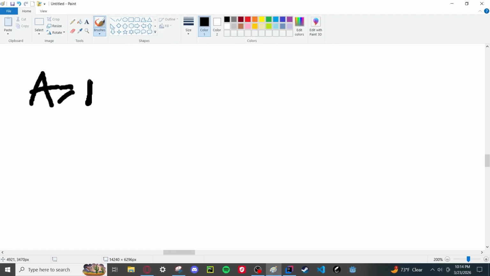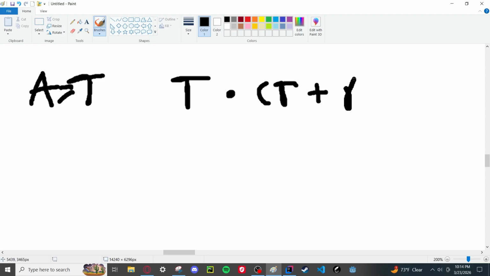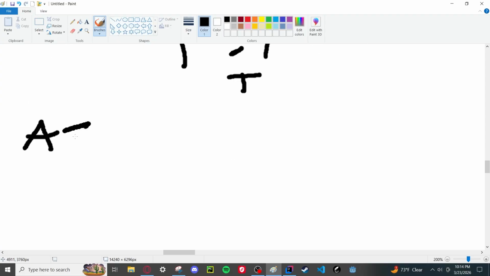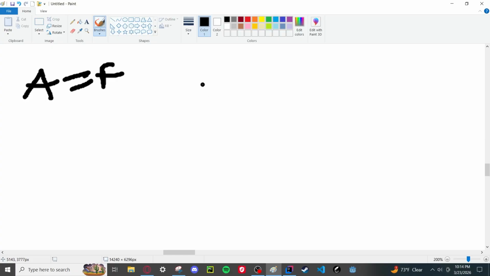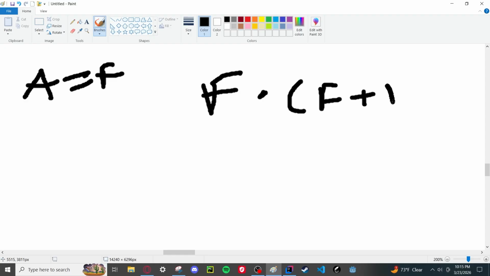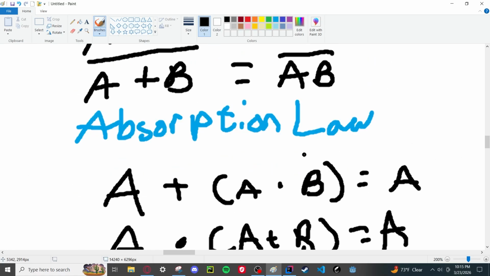Conversely, if A is true, on the second one you'd have true times (true plus false). Well, this false wouldn't really be doing anything, because you'd have a true here, so it'd evaluate like this, and it'd evaluate like this. Conversely, if A was false, you would have false times (false plus true), but it wouldn't really matter if this was true or false, because A is false, so we're going to be ANDing it with a false, so your whole thing is going to become false. That is the absorption law.